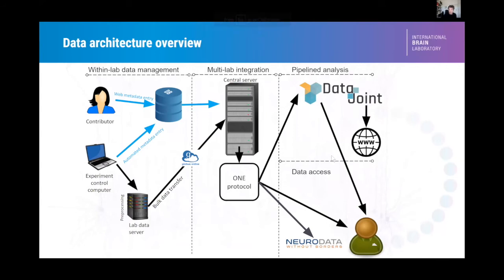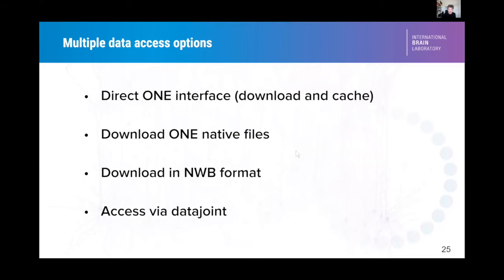So the final thing is making data accessible to the user. Different people like to work in different ways, and our experience with the users within the collaboration is that they are old school, and nearly everybody likes to download files and analyze them on their computer, just as they did in the old days. So we make that possible. The users can download the native ONE formatted files like spikes.times.npy, because it's stored in NPY format, and analyze them on their computer using the old fashioned way.